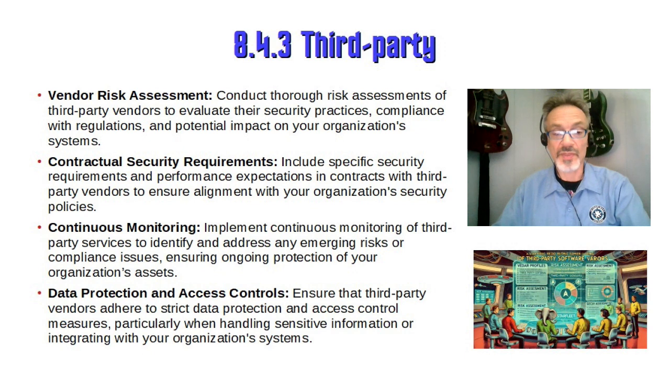8.4.3. Third-party software. Understanding the security implications of using third-party software can be critical, as third-party risks are a common concern in most organizations today. Some key topics include vendor risk assessment. The first step when using third-party software is conducting a thorough vendor risk assessment. This involves evaluating the vendor's security practices, their compliance with regulations, and how their software might impact your organization's overall security.